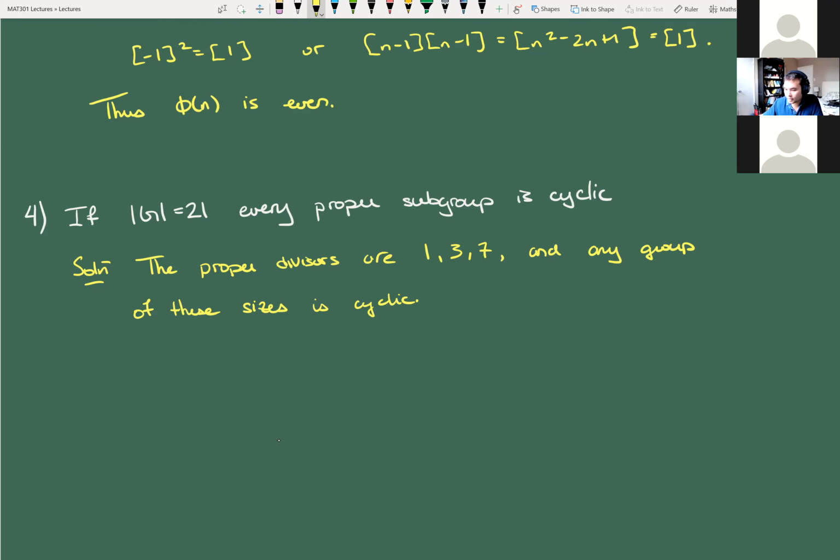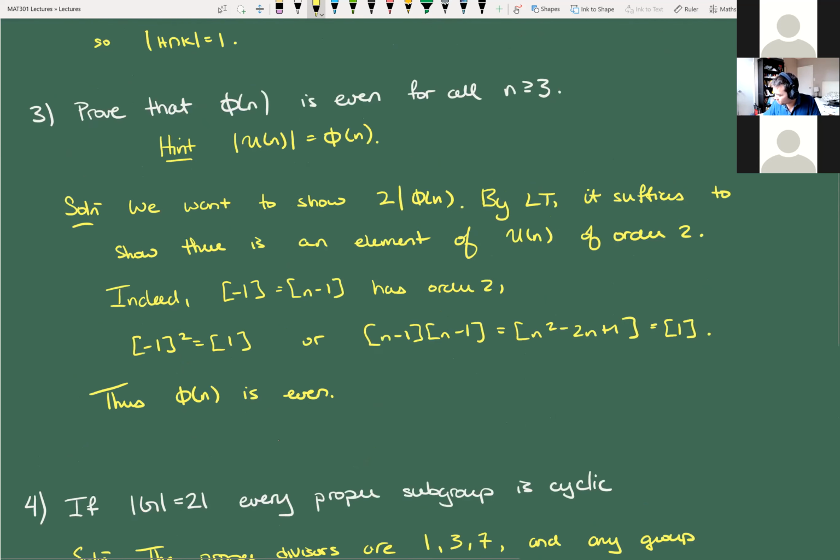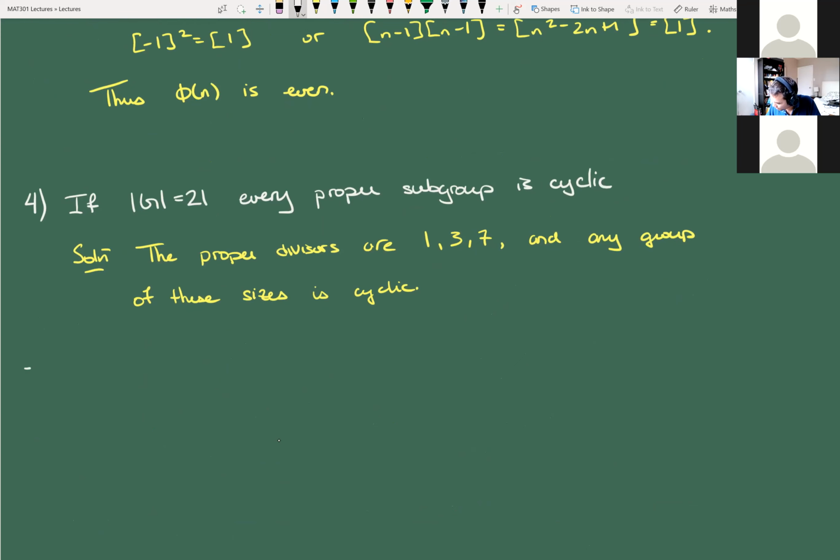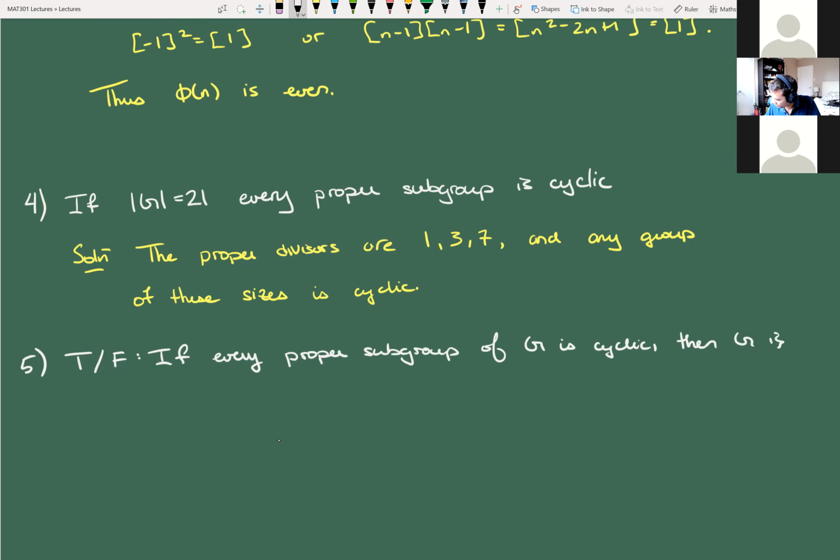Okay, so that's it. So that takes care of 2, 3, and 4. Those are some pretty quick ones. Now, I think this is kind of a nice place to pivot into 5. Okay, so having just done 4, let's pivot into 5. And so question 5 asks, true or false, if every proper subgroup of a group G is cyclic, then G is cyclic, right? So true or false, if every proper subgroup of G is cyclic, then G is cyclic. Does anyone have a guess?